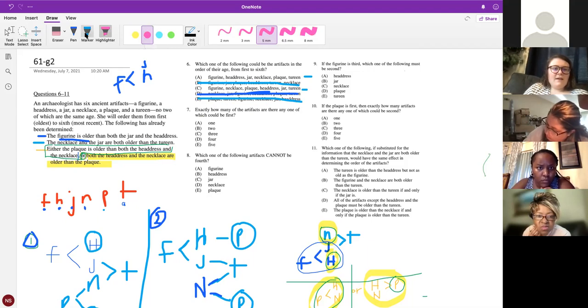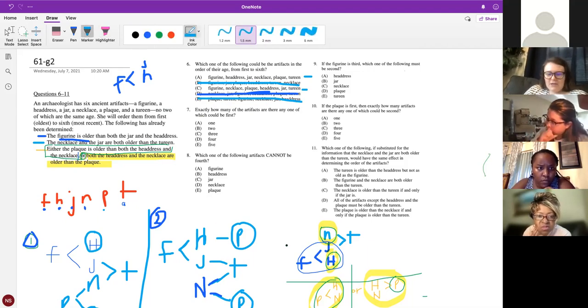All right. And then for the last rule, I know it has to go either PHN or HNP. So in A, we have HNP, so that works. And in C, we have NPH, and that splits them up, so that doesn't work. So I would cross C off and I would go with A.